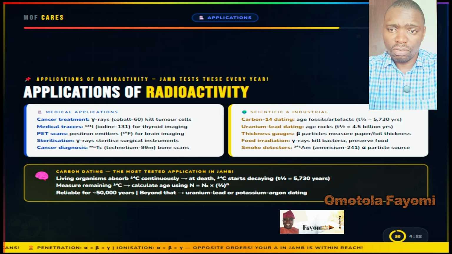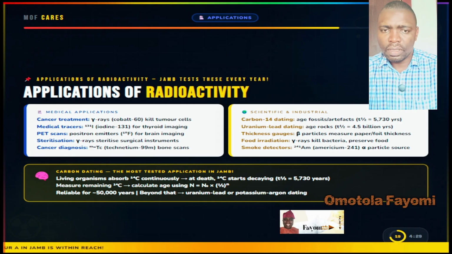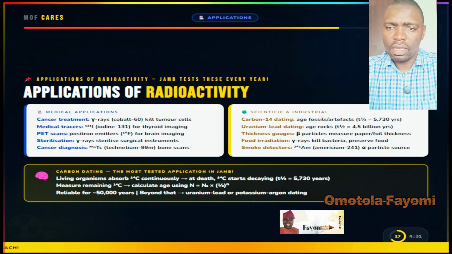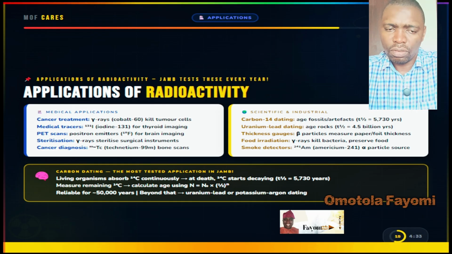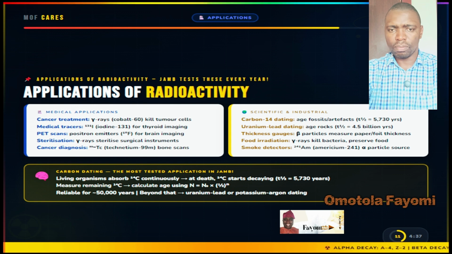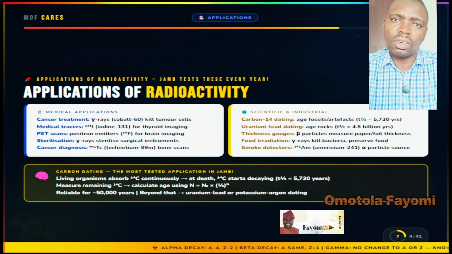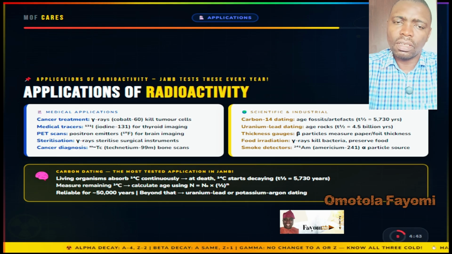Smoke detectors. A tiny amount of americium-241, an alpha emitter, ionizes the air in the detector chamber, creating a small current. When smoke particles enter, they absorb the alpha particles, reducing the current, triggering the alarm.